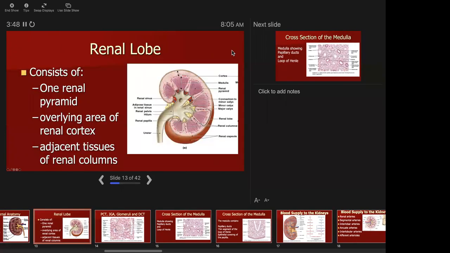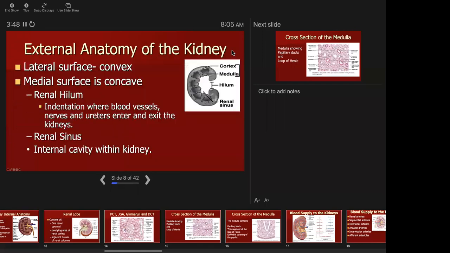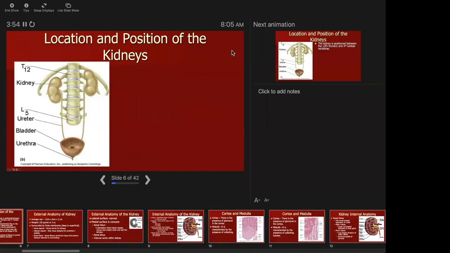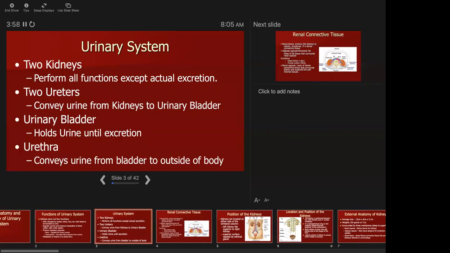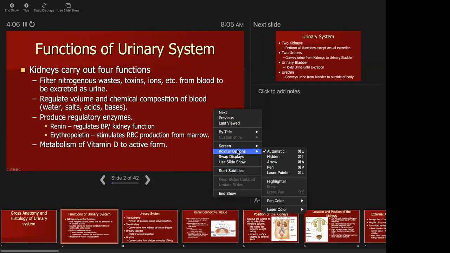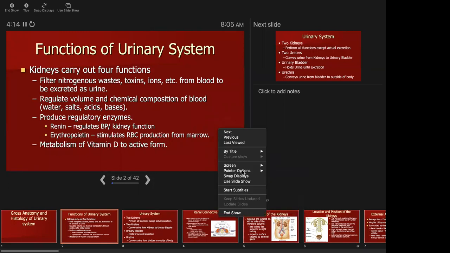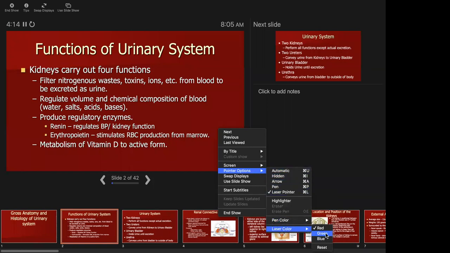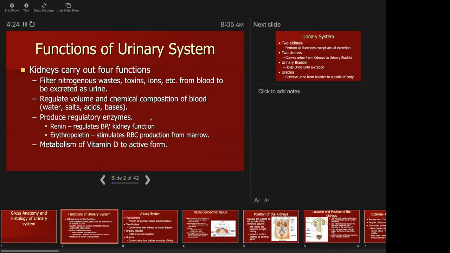Okay, so over the next 1 hour, we'll try to cover the kidneys. The lecture says gross anatomy of the kidney. So we'll start. These are some of the functions of the kidney. Let me just take the points. Some of the functions of the kidney are as follows.